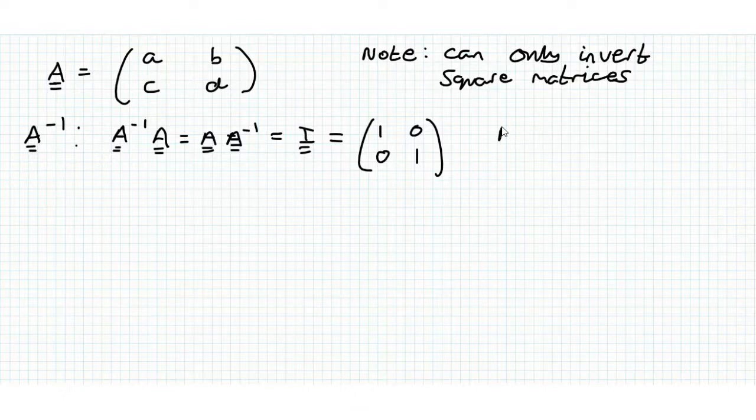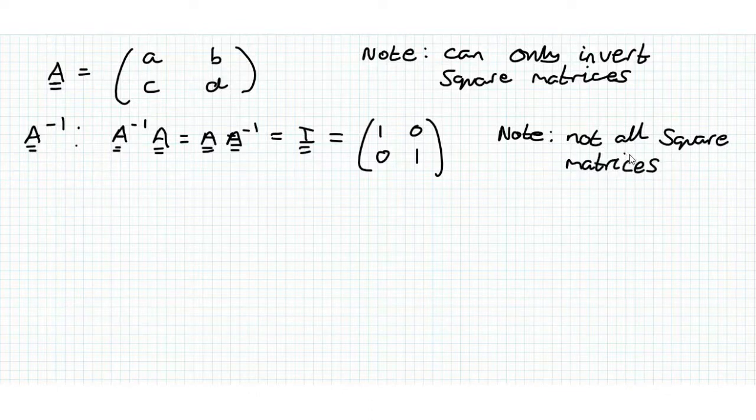Another important note before we get into it: not all square matrices have an inverse, and we'll see this in a minute. When you see the method, we can find the conditions for when a square matrix does not have an inverse.